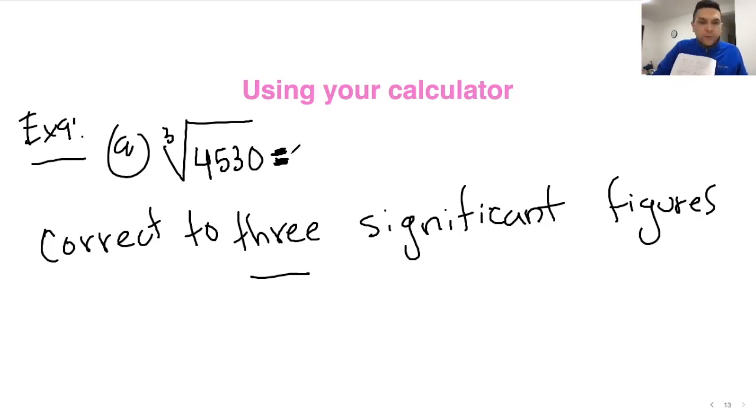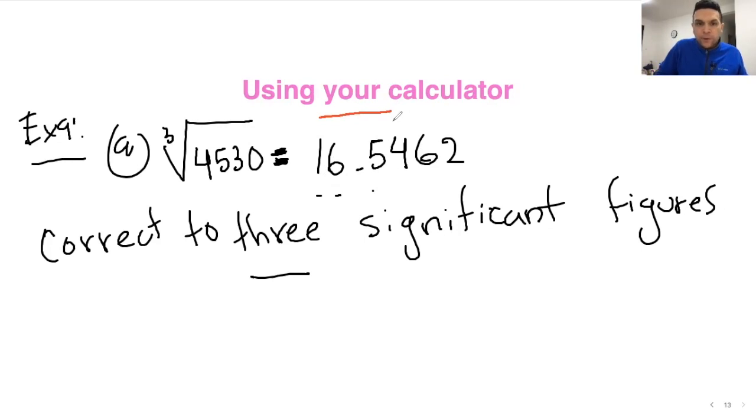So for this number, we get, let me do it real quick, 4530 to the 1 divided by 3. And this is 16.5462. So again, we start from left to right from the non-zero numbers. So this is our first non-zero number, 1. So we count 3 from there. 1, 2, 3. So that'll be 3 significant figures up to that 5.